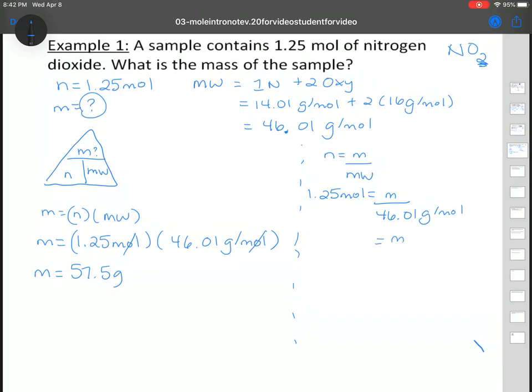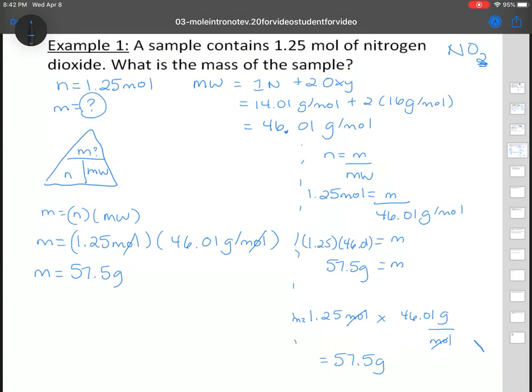So now you're solving for m. To get rid of the 46.01, you have to multiply. So you would multiply on both sides. I'm squishing, sorry. Okay, or again, if you want to do even different dimensional analysis, it's the same thing. Okay.